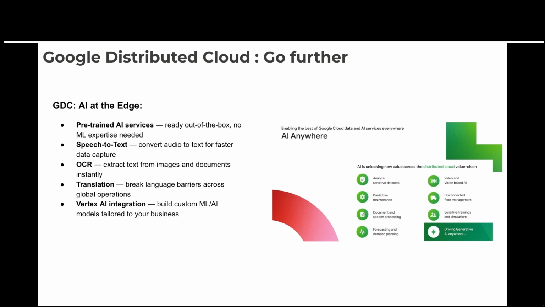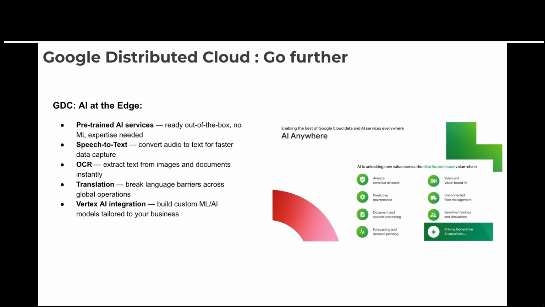GDC does not just bring cloud infrastructure on premises, it brings AI with it. So, out of the box, you get pre-trained APIs that are ready to use immediately. So, we have speech to text, OCR, translation, and then Vertex AI integrations. All these can be dropped straight into your AI workflows to automate processes and improve customer interactions. No data science teams are required.